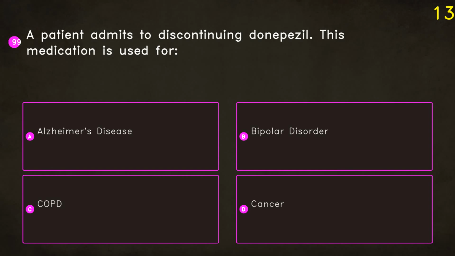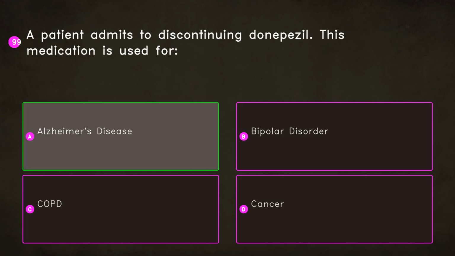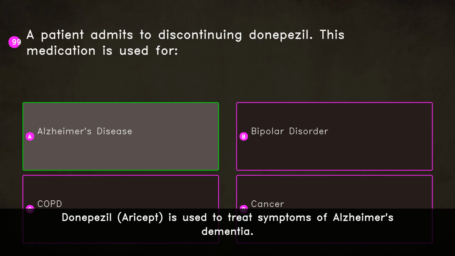Question 99. A patient admits to discontinuing Donepezil. This medication is used for A. Alzheimer's disease, B. Bipolar disorder, C. COPD, D. Cancer. The correct answer is Alzheimer's disease. Donepezil, Aricept, is used to treat symptoms of Alzheimer's dementia.